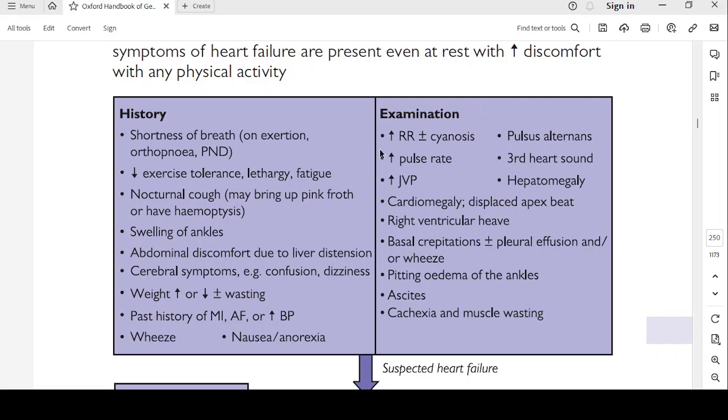And on examination, these are the signs. Increase in respiratory rate plus cyanosis could be there. Pulse alternans, increased pulse rate, third heart sound. Third heart sound is seen in heart failure. Increased JVP or hepatomegaly. Cardiomegaly, displaced apex beat, right ventricular heave, basal crepitations, plus or minus pleural effusion and or wheeze. This is seen when you are auscultating.